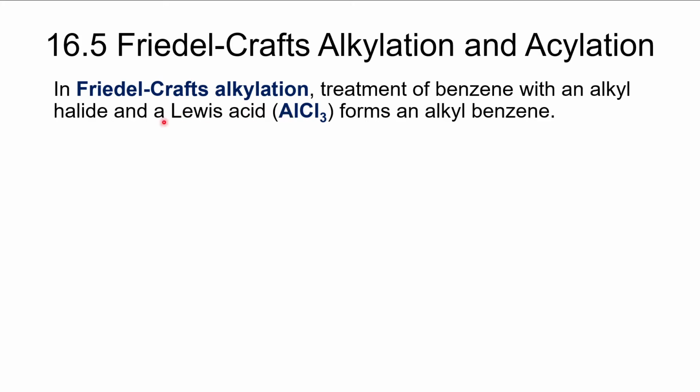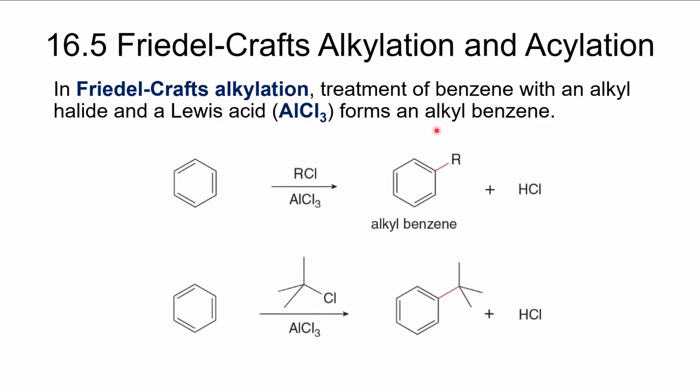We're going to treat benzene with an alkyl halide, an alkyl chloride to be specific, and aluminum chloride. And that's going to form an alkyl benzene. So here is the generic reaction where we take an alkyl chloride plus aluminum chloride, and then that gives us the alkyl benzene plus HCl. This is a more specific reaction, an example here. So tert-butyl chloride plus the aluminum chloride, there's the benzene, and then we form this tert-butyl benzene plus HCl.